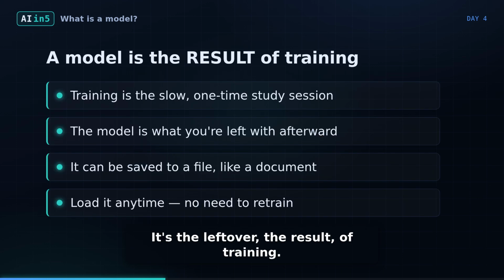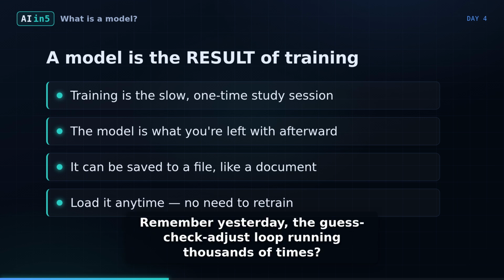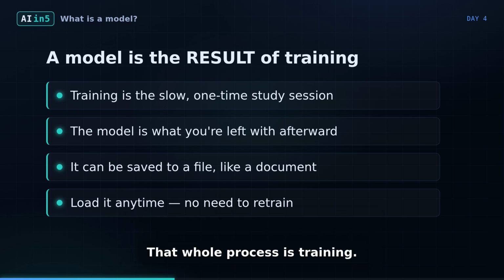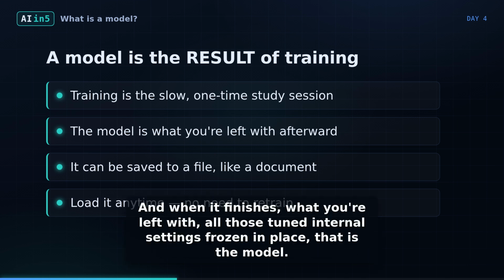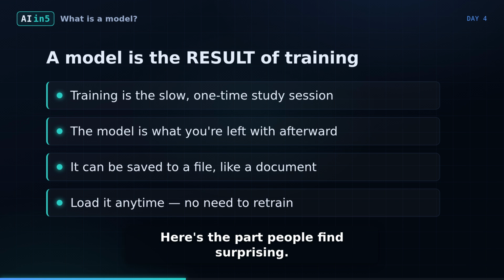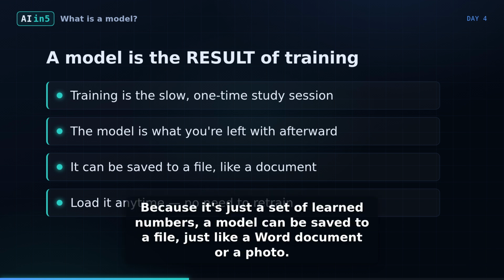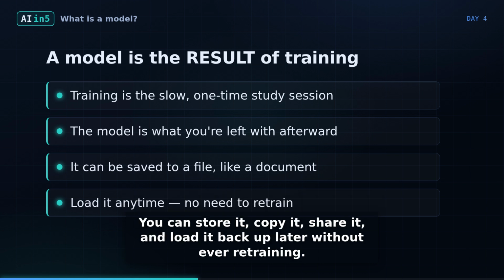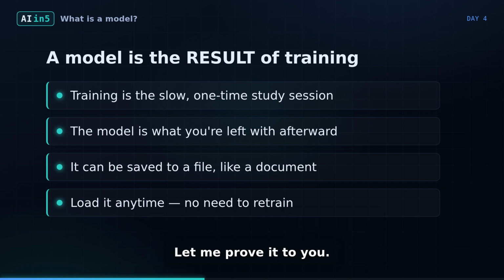So where does a model come from? It's the leftover, the result, of training. Remember yesterday, the guess, check, adjust loop running thousands of times? That whole process is training. And when it finishes, what you're left with, all those tuned internal settings frozen in place, that is the model. Here's the part people find surprising. Because it's just a set of learned numbers, a model can be saved to a file, just like a Word document or a photo. You can store it, copy it, share it, and load it back up later without ever retraining. Let me prove it to you.